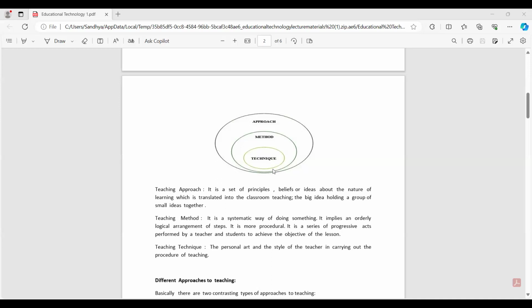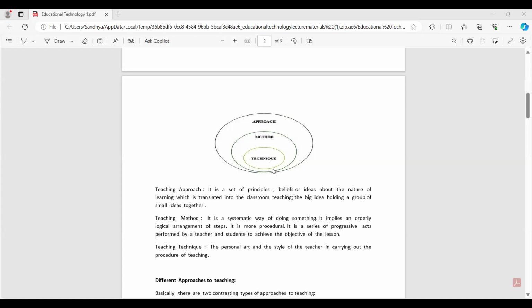If you're a teacher-centered teacher, you will not be having group work or pair work in the classroom as a technique. There's no need, right? But if you are a student-centered approach teacher, then you will have discussion as a method and group work, pair work as a technique. So these three are interconnected.